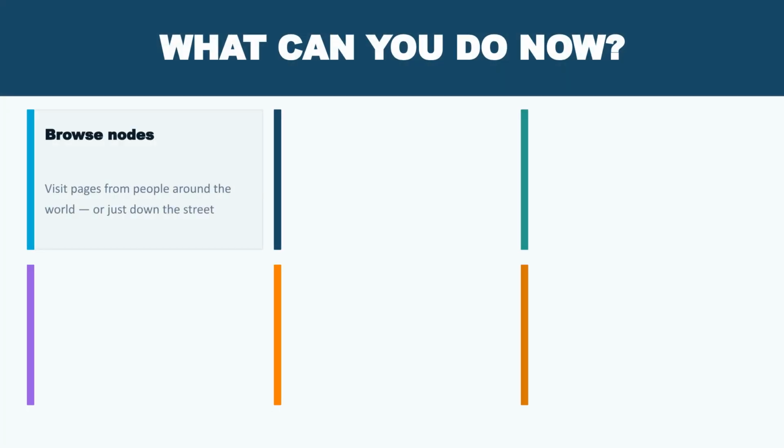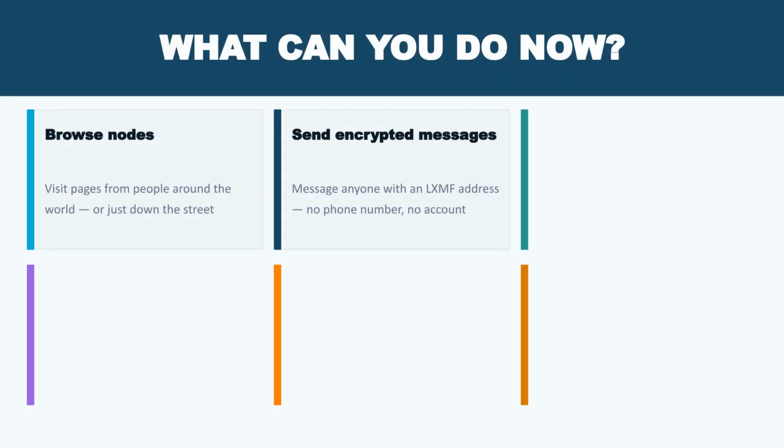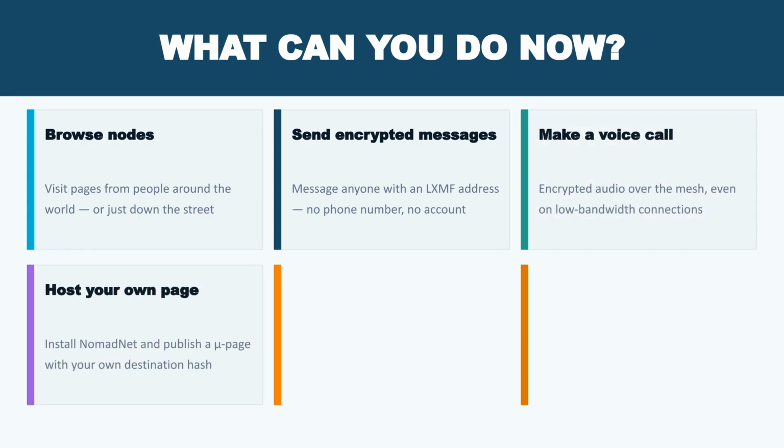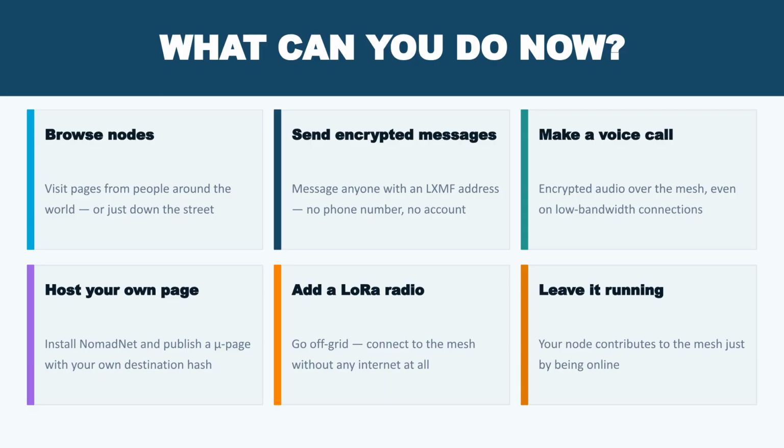Now you can browse nodes and visit pages. You can send encrypted messages without a phone number or account. You can make a voice call, host your own page using NOMADNet, or add a LoRa radio to go off-grid. Simply being online contributes your node to the mesh.